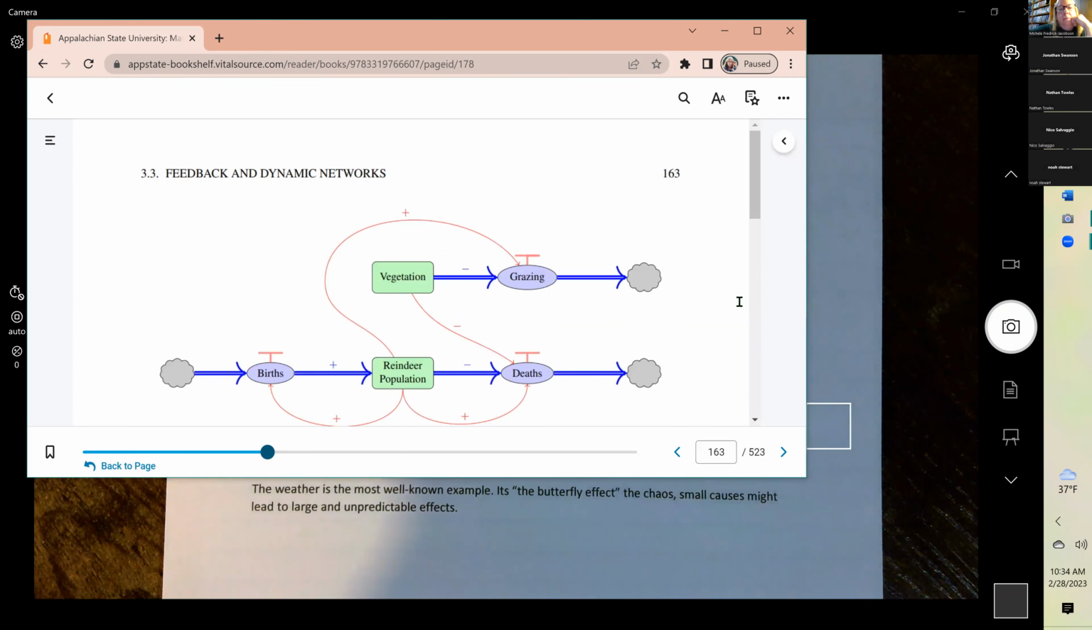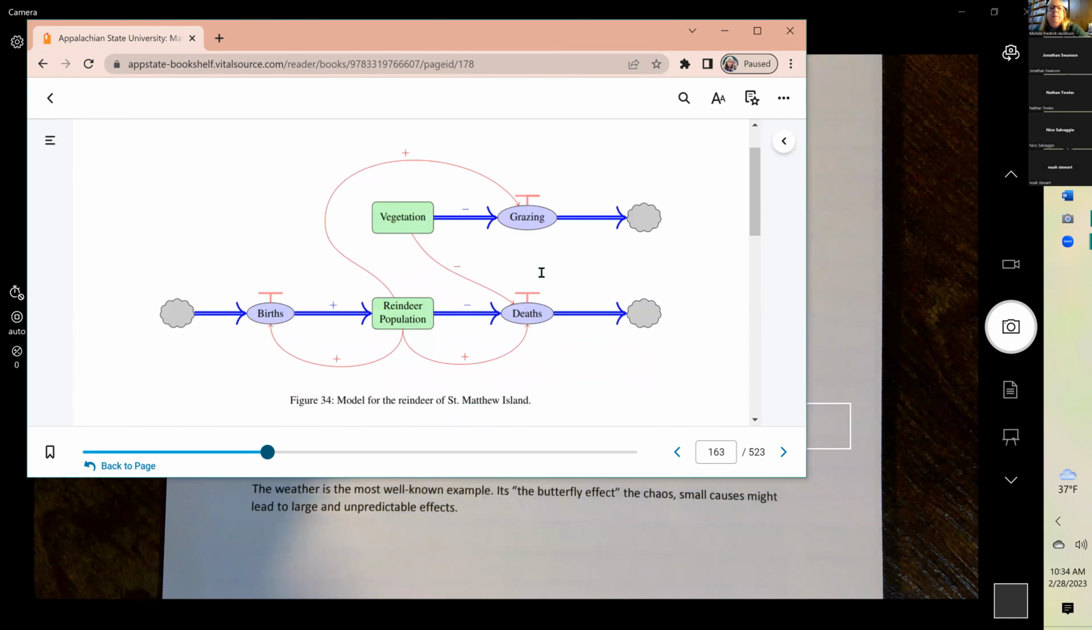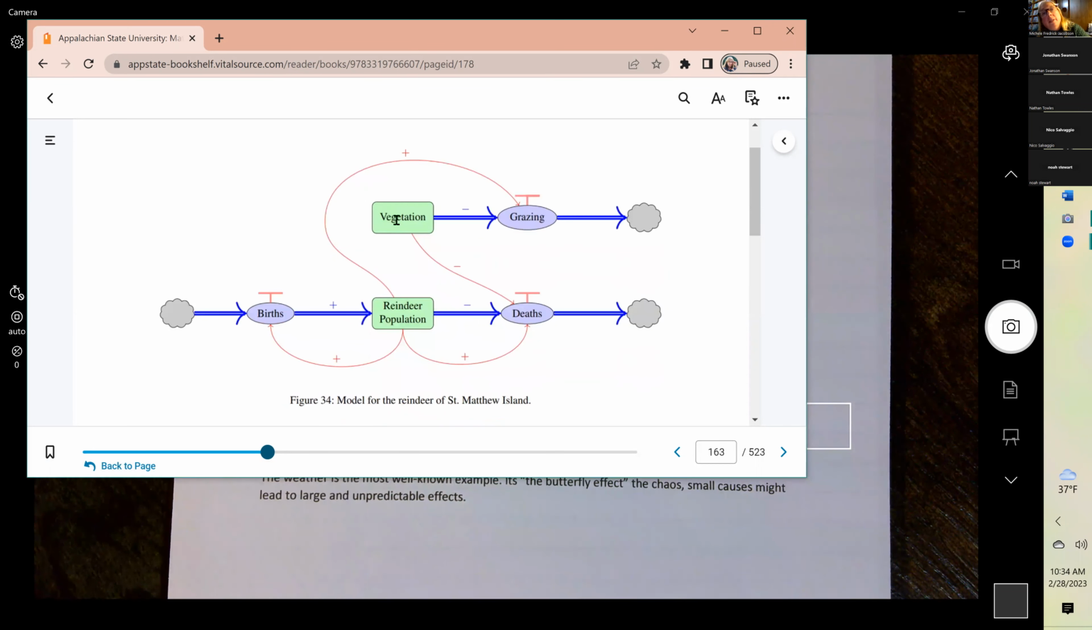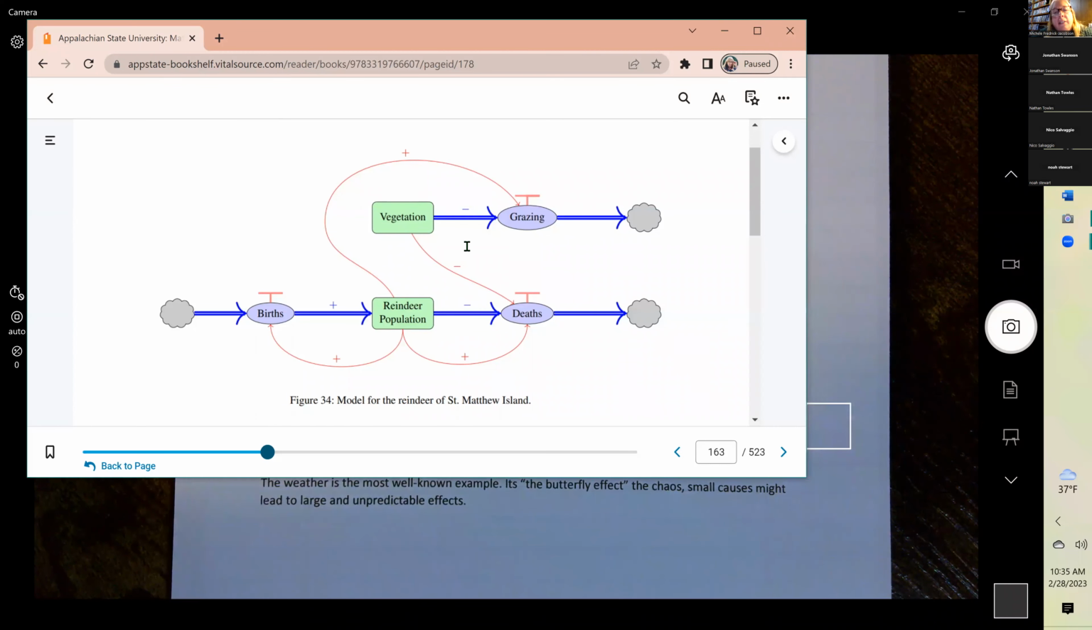They show how it was working. Notice the vegetation was never increasing. So they had vegetation and it decreased because they grazed. So this is our stock, and this is our stock. Our stock of vegetation is decreasing.